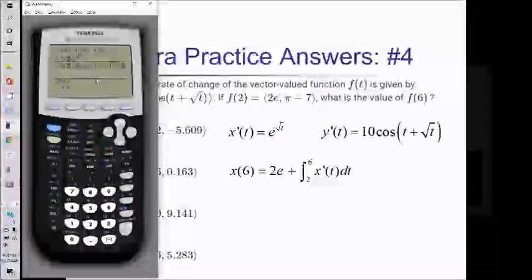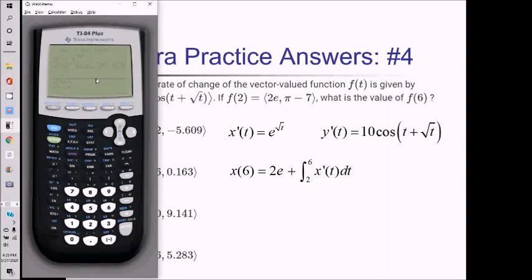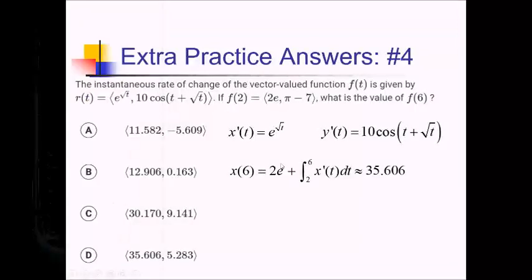So there was my y equals again. Let me quit out of this, and I'm going to do 2e, there we go, plus integral, so math 9, from 2 to 6. And I'm going to do x prime, which I stored as my y1, so I'll do alpha trace y1, and then dx, there we go. And that all comes out to 35.606. So if I have an answer where that's my x value, that's going to be my answer. It looks like actually there's only one answer with that for an x value, choice D. So I have a pretty good suspicion that choice D is the answer, but just for practice, let me find the y value as well.